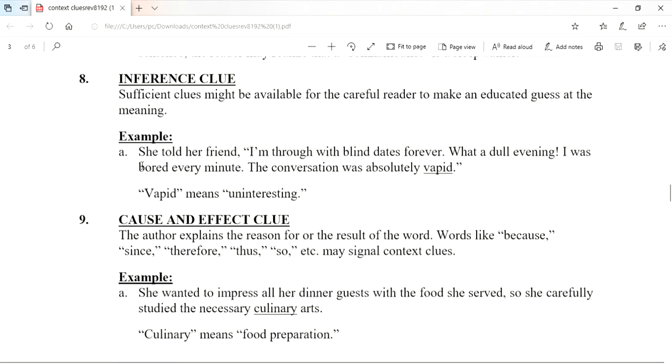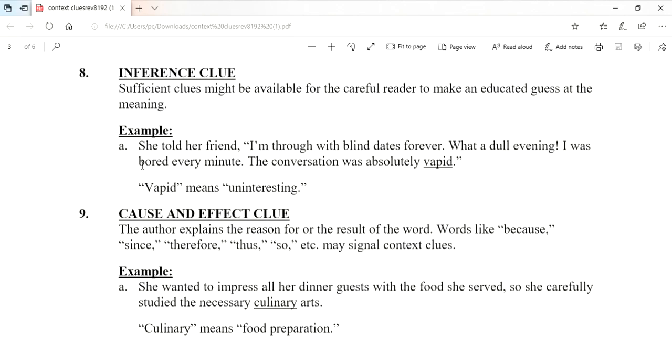We're looking also at an inference clue. Sufficient clues might be available for the careful reader to make an educated guess at the meaning. So sometimes you're going to have a lot of clues available for you to be able to make an educated guess at what actually is meant in the reading.